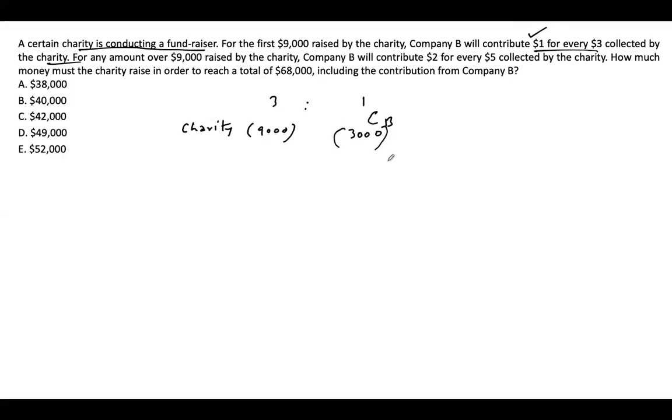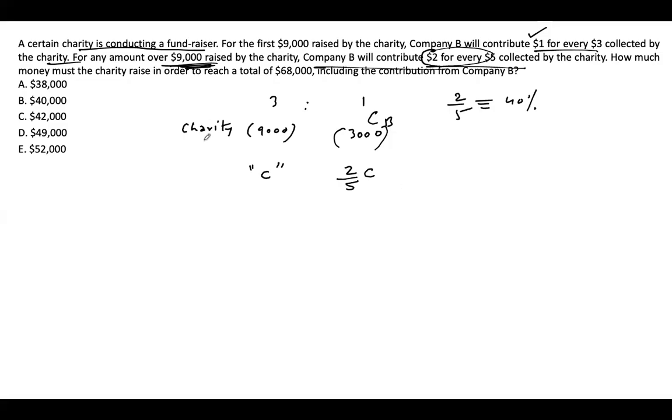For any amount over 9,000 raised by the charity, Company B will contribute $2 for every $5 collected by the charity. So let's say the charity has raised C above 9,000. How much will Company B contribute? 2 for every 5, that is 2/5 of C, which is 40% of C.